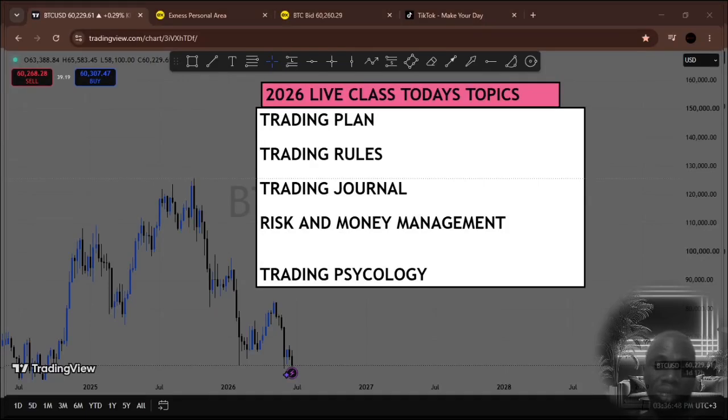Risk and money management. Okay, so these are the things we have: we have a trading plan, trading rules, a trading journal, risk management and money management. So, education first. What is a trading plan?